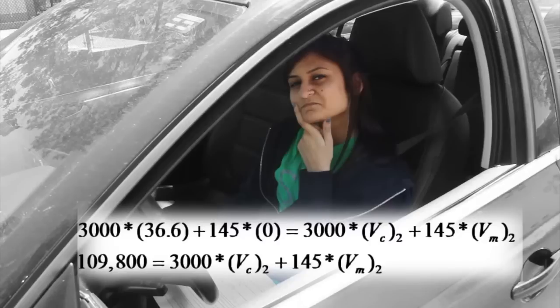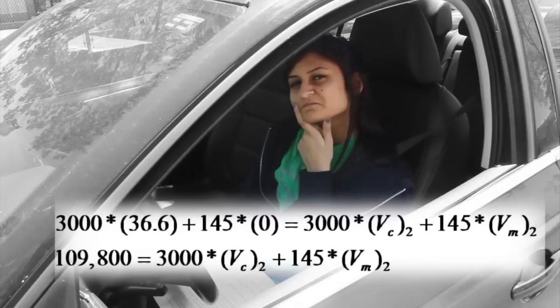and my car weighs 3,000 pounds and he weighs 145 pounds, 3,000 times 36.6 plus 145 times 0 equals 3,000 times the velocity of the car at point 2 plus 145 times the velocity of the man at point 2. This simplifies to 109,800 equals 3,000 times the velocity of the car at point 2 plus 145 times the velocity of the man at point 2. Two variables. The coefficient of restitution is 0.5.